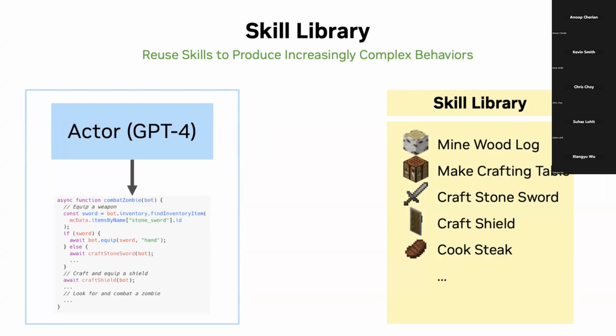Once you start from a simple task, like you first craft an axe, and then use that axe to do more complex tasks, the actor can harness the previous tasks that we saved in the skill library to accomplish more complex tasks. So it's essentially a self-improving knowledge base.